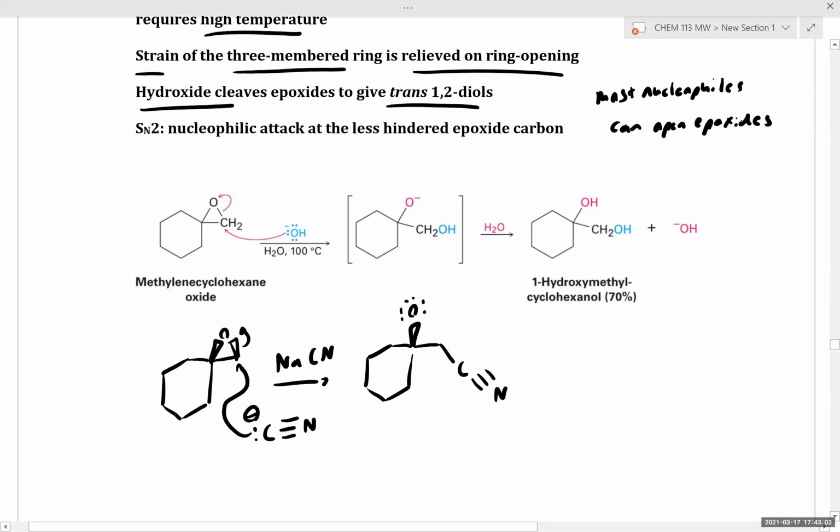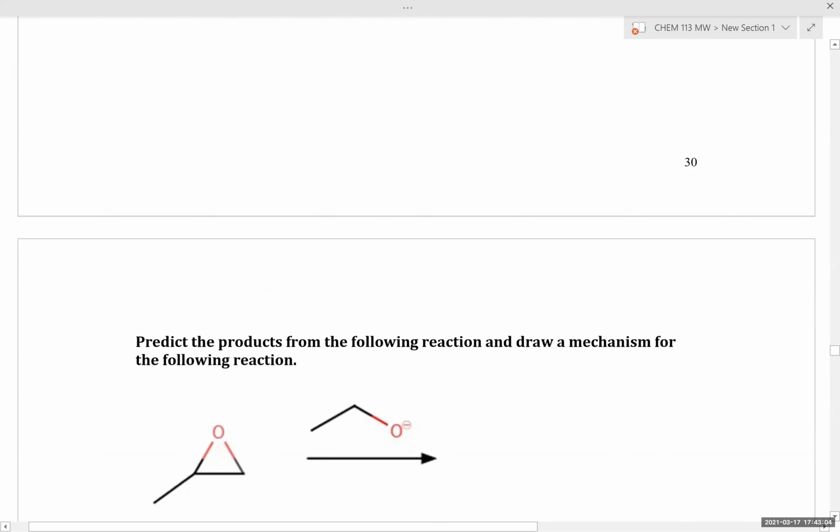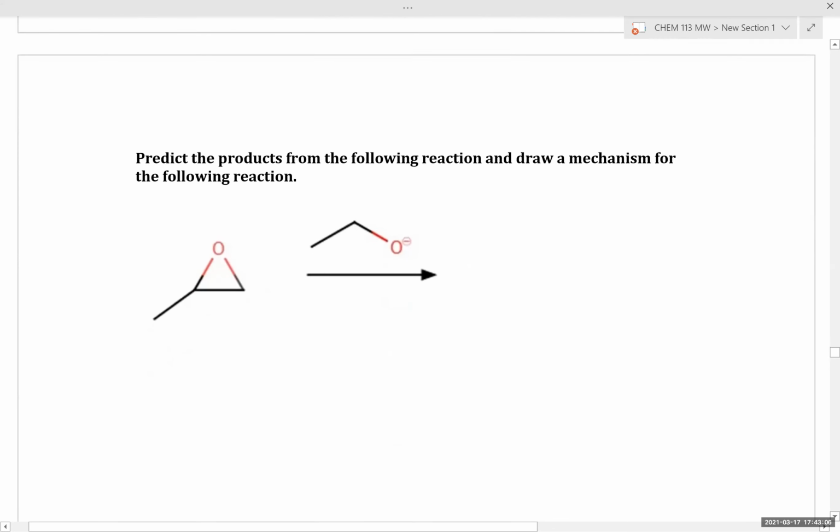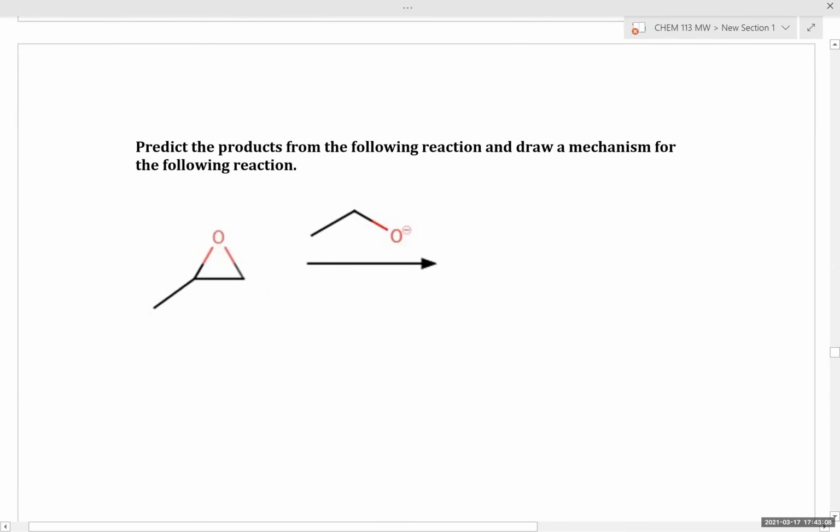Okay, so let's try to apply what we've learned. And I'd like us to take a few moments to try to predict the products from the following reaction and draw a mechanism for the following reaction. So we're treating an epoxide with ethoxide ion. So what is going to happen and what does the arrow pushing mechanism look like for this reaction?